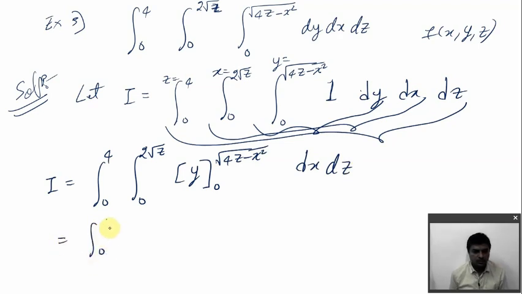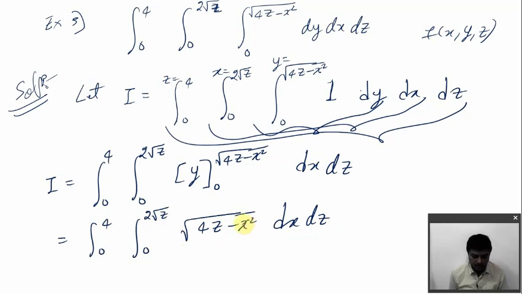So substitute integration 0 to 4, integration 0 to 2 root z. I'm just substituting the value 4z minus x square dx dz. Please remember, we don't have any formula for square root of 4z.